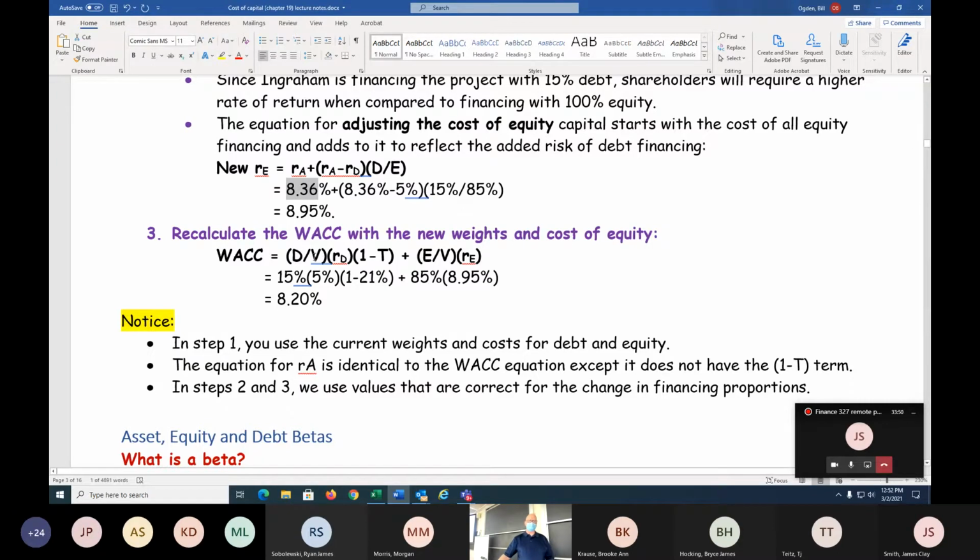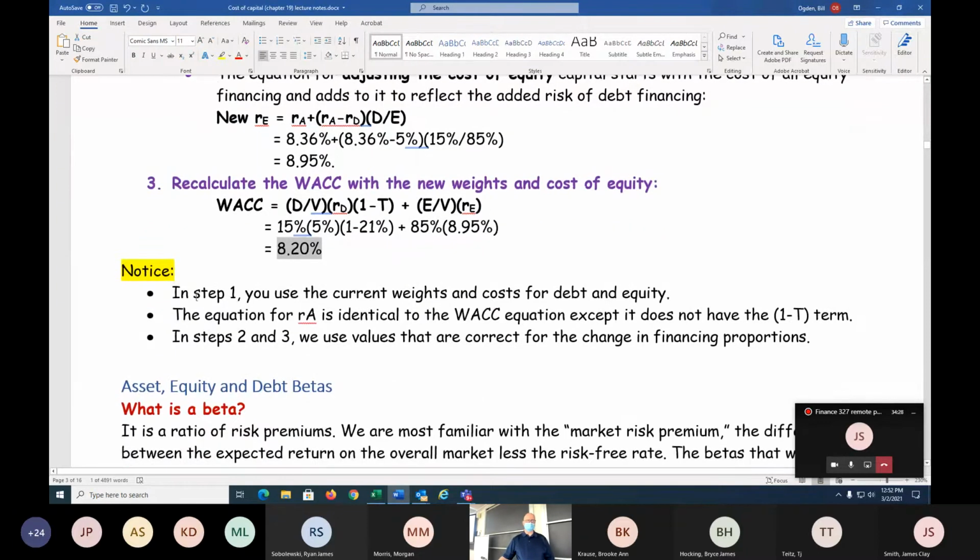Okay, so our new ratio, debt to value, will be 15%. Now, I didn't change the cost of debt, but you could make an argument that the cost of debt would come down if you borrow less. Okay, but we're going to keep it the same for simplicity here. Times 1 minus T times the new equity to value times the new cost of equity. So now we're down to 8.2%. So our new cost of capital is 8.2%. Okay. So notice, let's summarize what we did. Step 1, you use the current weights and costs of debt and equity.